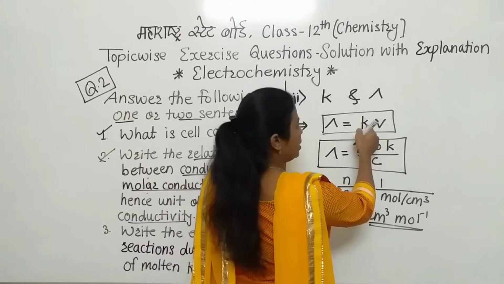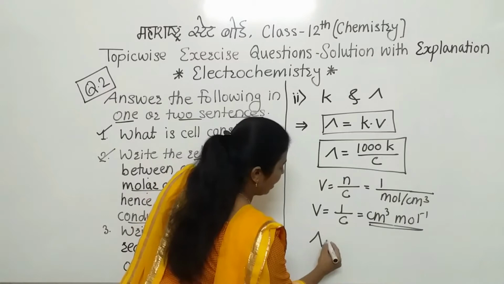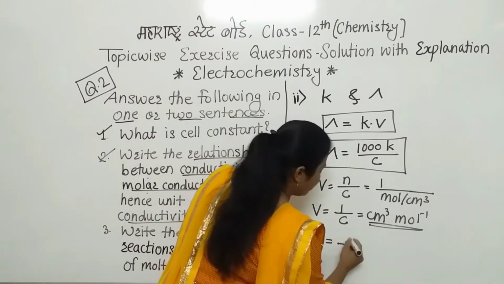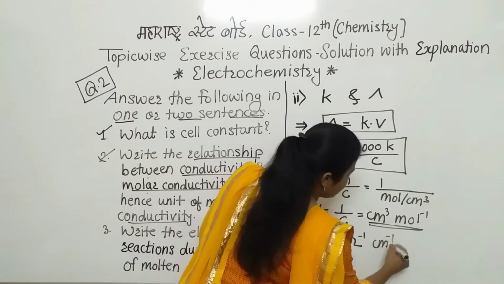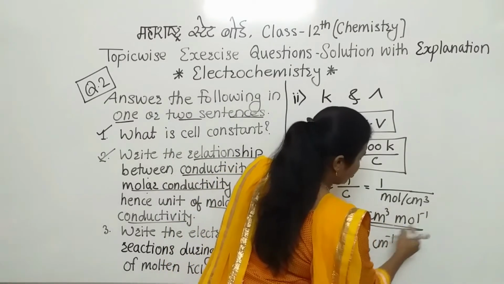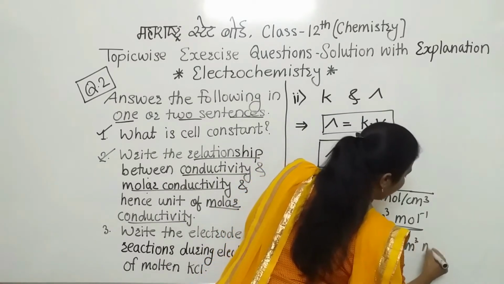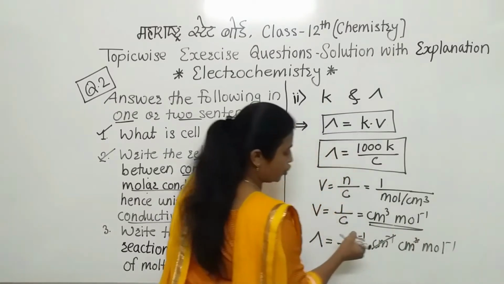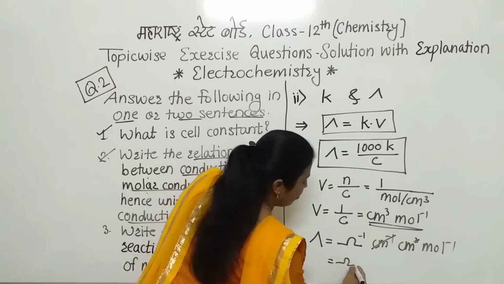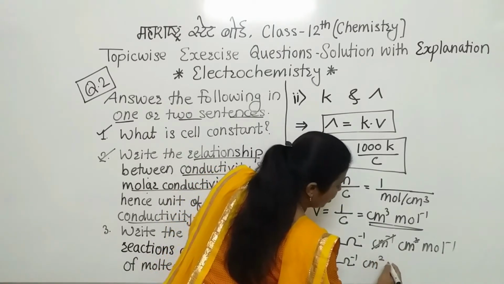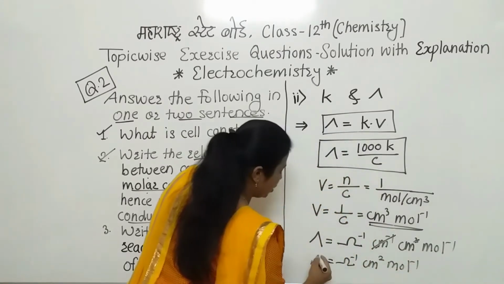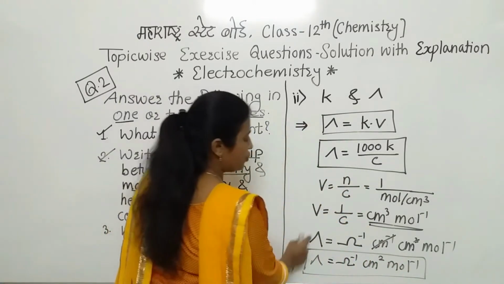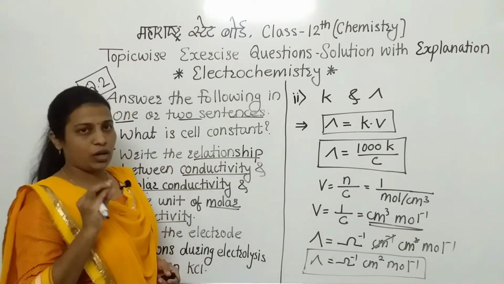If we put this unit in this formula, then what will be the unit? Λm is equal to conductivity, its unit is per ohm per centimeter, and in this way next one is that centimeter cube per mole. So यहाँ पे देखो centimeter minus 1 centimeter cube, in that one will get cancelled, and here per ohm centimeter square per mole. This is the unit of the molar conductivity. Hope so everyone understood that how we have calculated the unit of the molar conductivity.